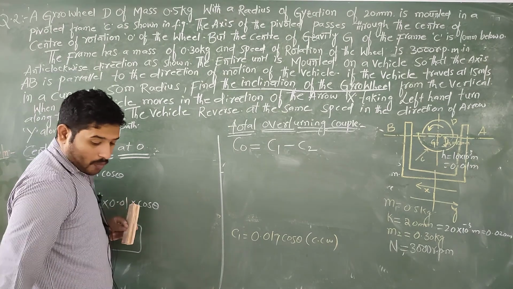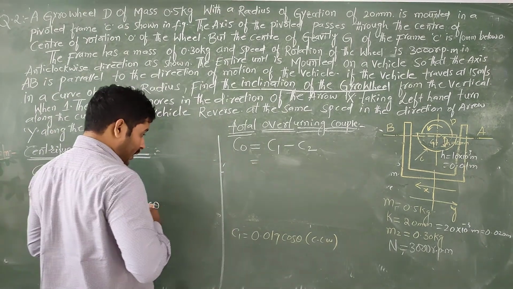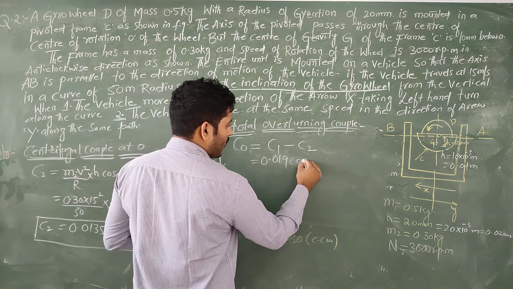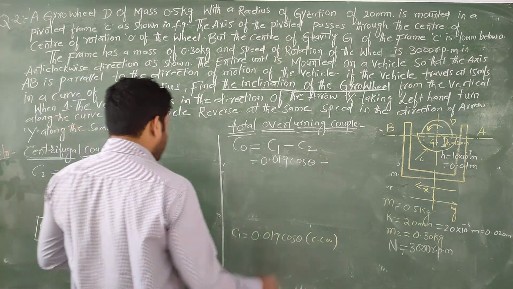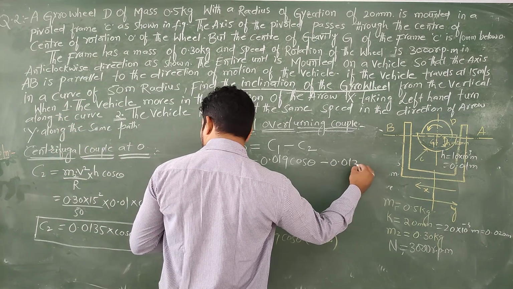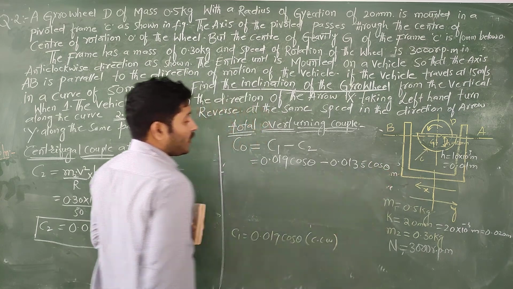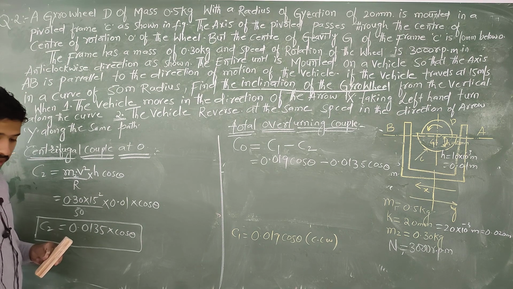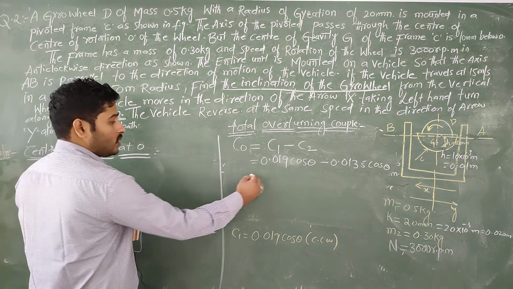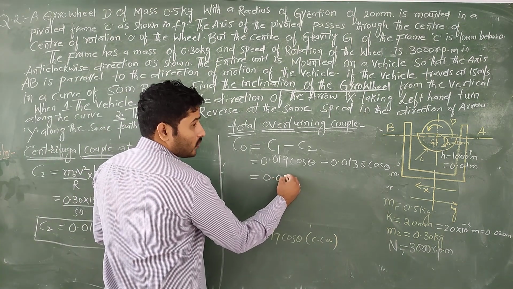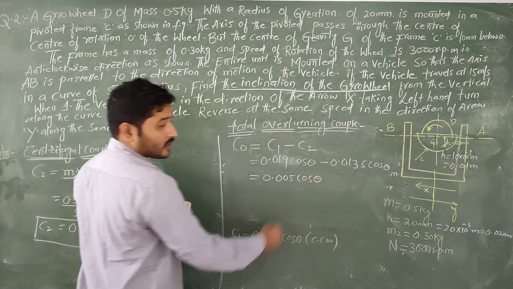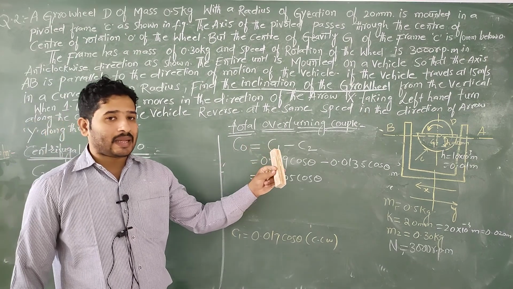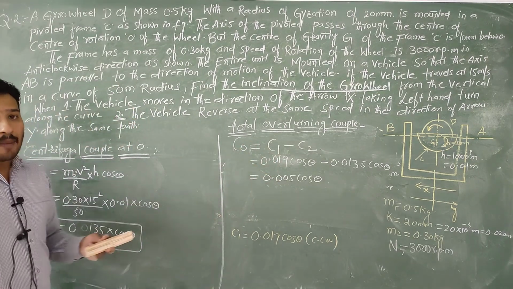C1 value is 0.019 cos theta, minus C2 value is 0.0135 cos theta. So if you subtract 0.019 minus 0.0135, then you will get the value 0.0055 cos theta. That is the value of total overturning couple. The negative sign indicates that the couple is acting in the opposite direction.